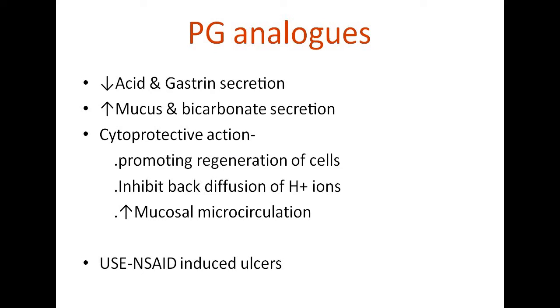The main use of prostaglandin analogues in peptic ulcer is to prevent non-steroidal anti-inflammatory drug-induced ulcers. This can be a 3-mark question. Give reason: aspirin is co-administered with misoprostol. The reason is aspirin can promote gastritis and peptic ulcer. Prostaglandin analogues, by increasing mucus and bicarbonate secretion, prevent NSAID-induced ulcers.